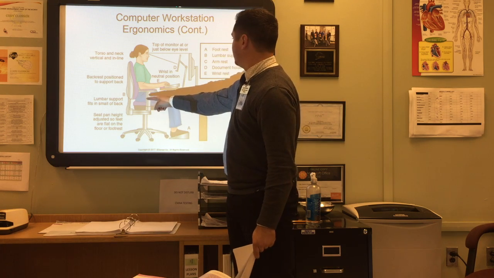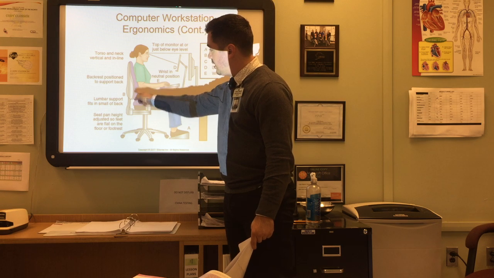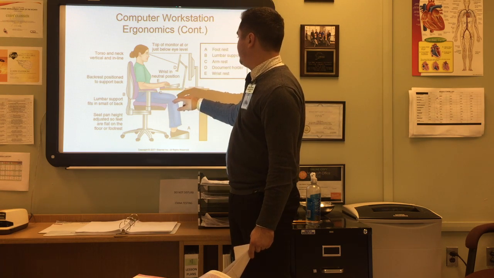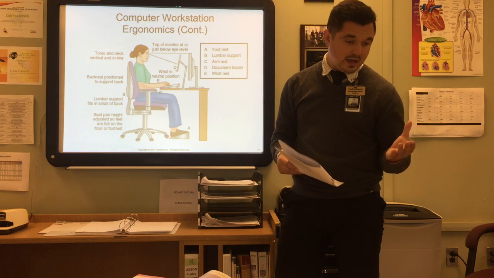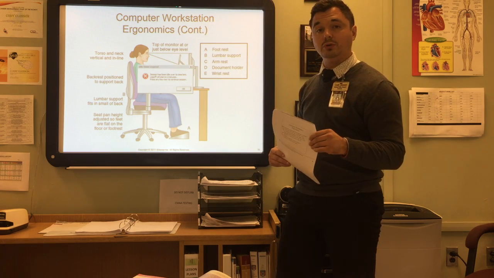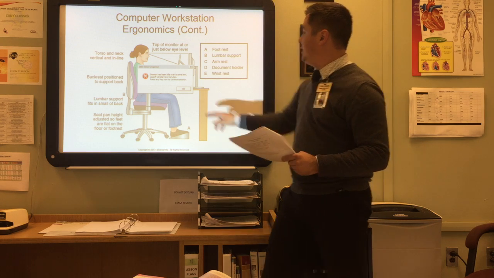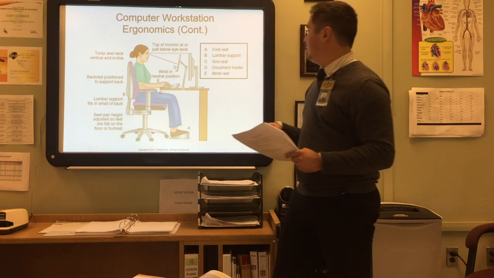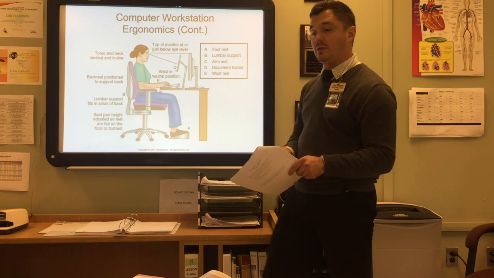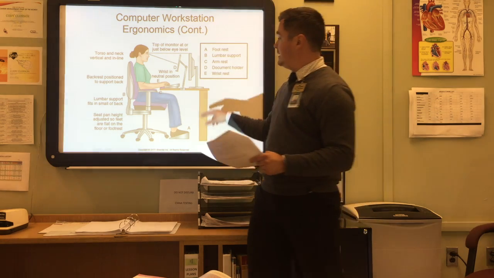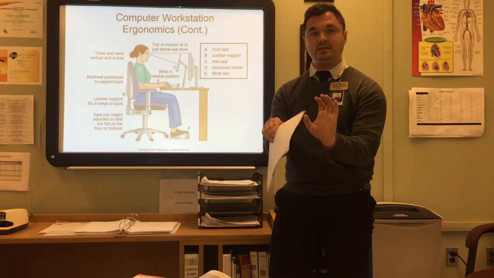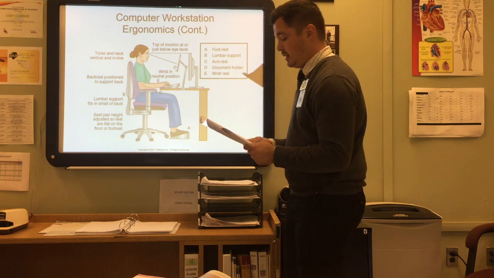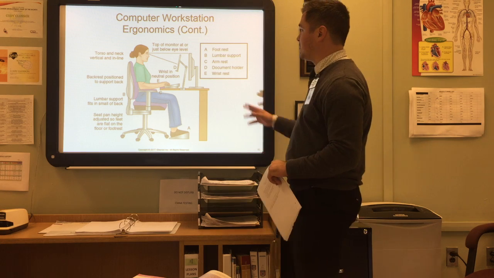You have your lumbar support in your chair coming around there. And then you have your document holder right there, which is putting it at eye level so you're not constantly having to look down. That's why we have your book holders here as well. And then your wrist rest. We don't have those here, but it goes underneath by your wrist so that your wrists are not at such an angle when you're typing. Those are some great tools to look at.